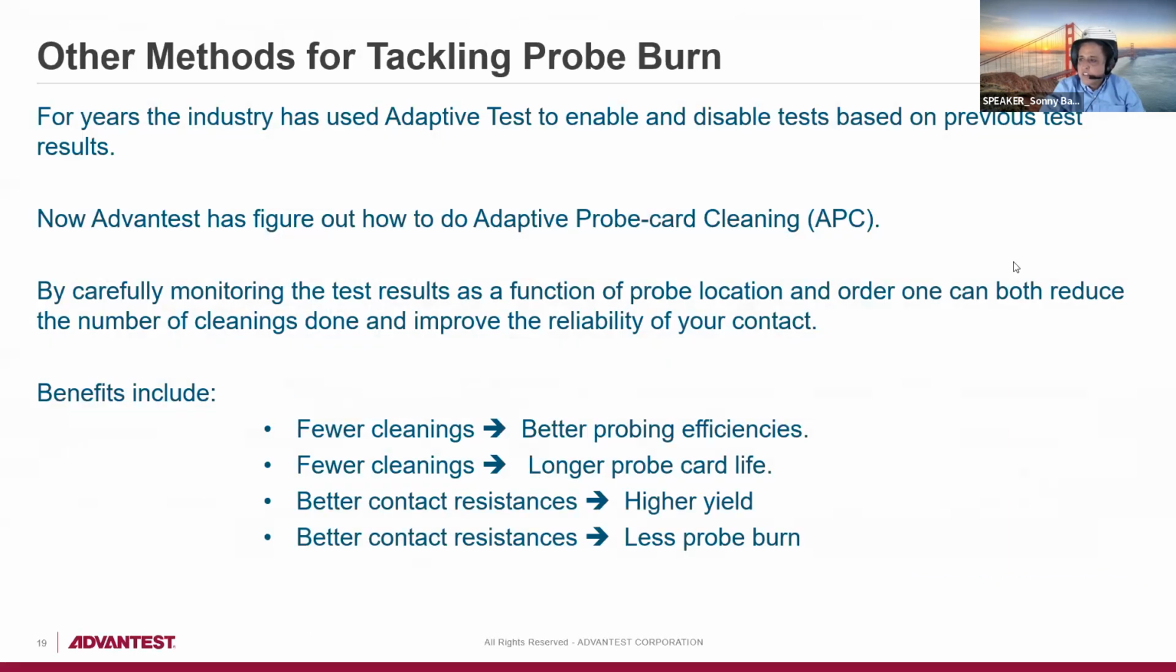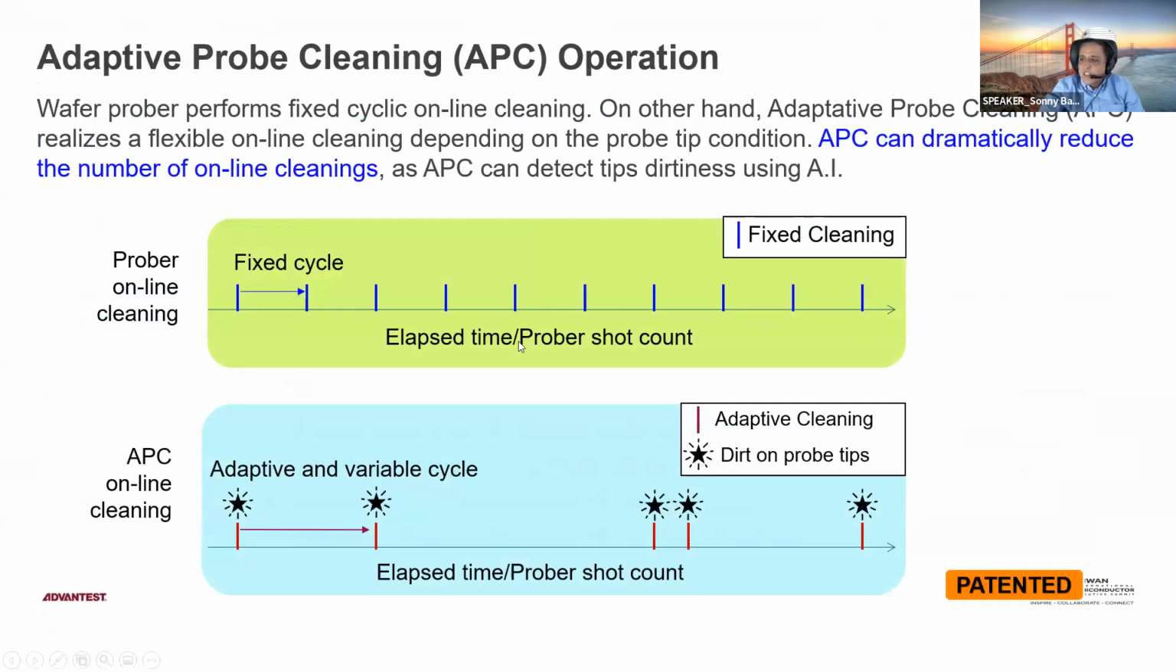A simple example is, for years, as you know, the industry has used adaptive test. How do you enable and disable tests? But now we have figured out how to do adaptive probe cleaning. Now, if you look at the historical way the probe cards are cleaned today, there's typically a standard frequency. You clean the probe cards, let's say, once a lot, or once after every 6 wafers, and so on. So it's a very routine, almost brainless process.